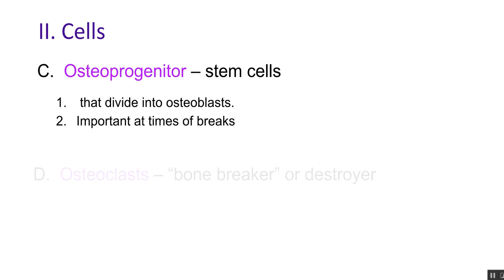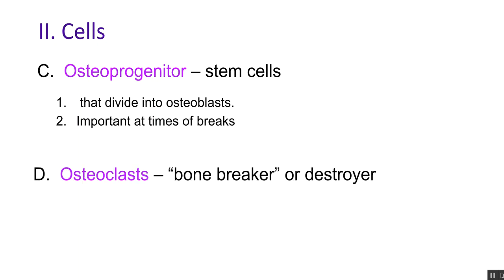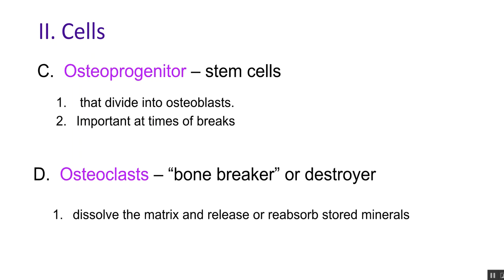And then the last one we're going to talk about is the osteoclast. So it literally means bone breaker. Sometimes these are called bone destroyers. So you might be wondering why we would need something that dissolves the matrix, actually dissolves the bone, and it uses acids and enzymes to do that. It's called osteolysis. When it does that, it releases and then reabsorbs the materials into the bone.